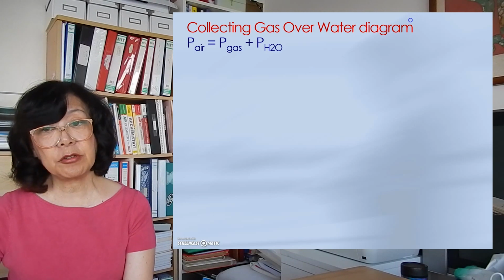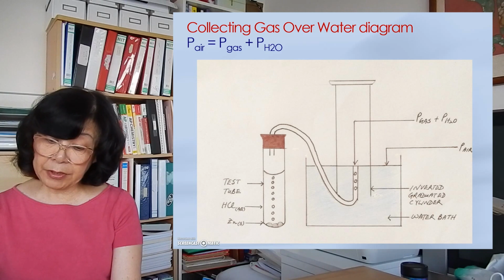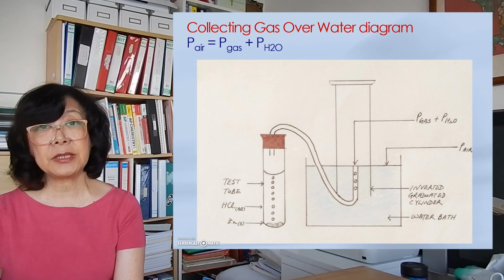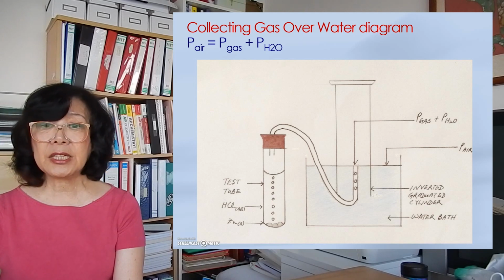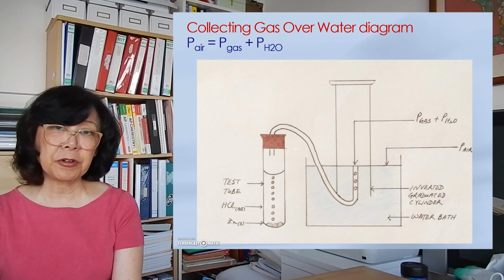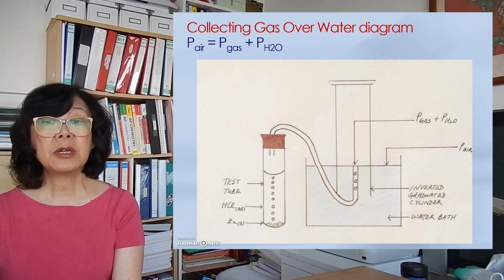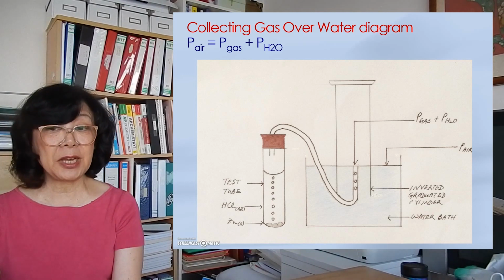Here is a diagram showing how we collect gas over water. Now here I have a test tube of hydrochloric acid reacting with the zinc, generating hydrogen gas. And that's bubbled into a container that has been fully filled with water but inverted upside down into a water bath. So as the hydrogen gas bubbles in, the water will come out, being displaced.